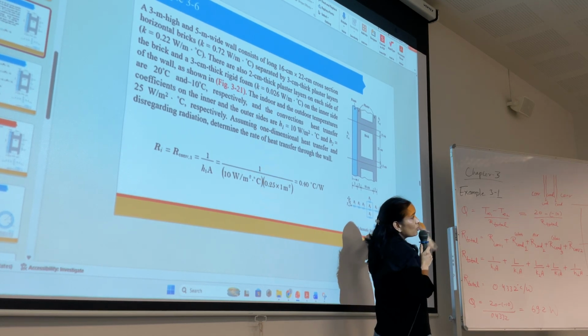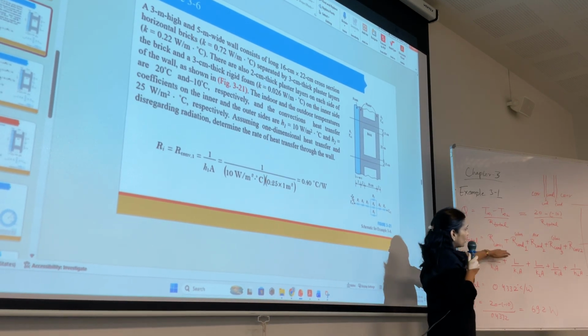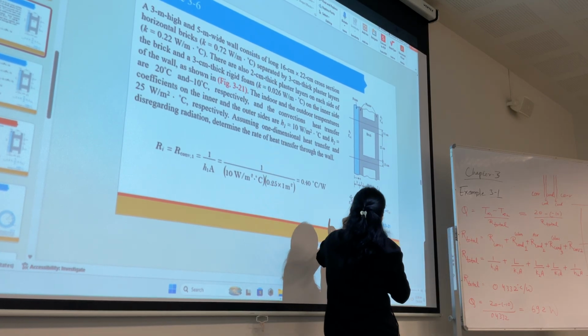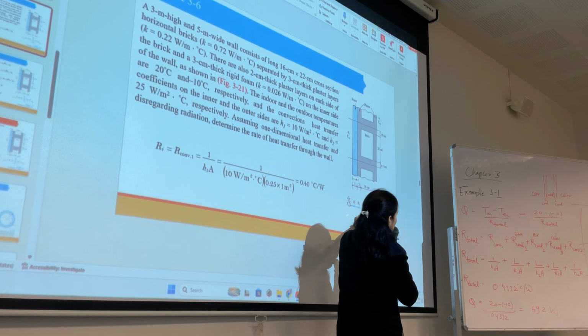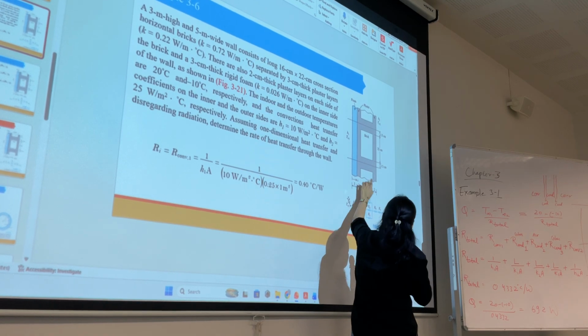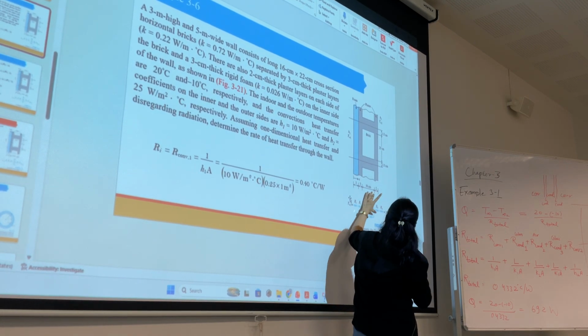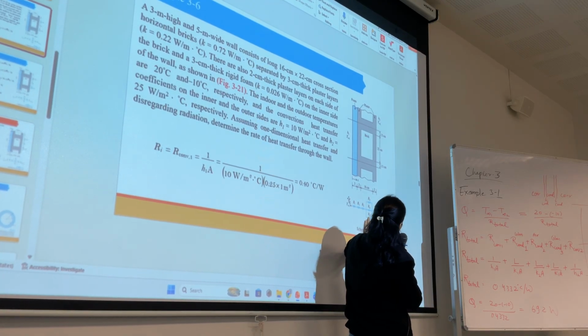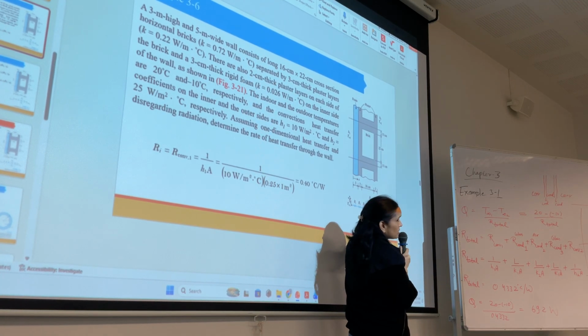Right? But now you have to add resistances. You cannot add resistance like this. What will happen? These are in series, but these three, this layer and the above layer, they are in parallel. So you add these resistances in parallel and then again in series. Understand?